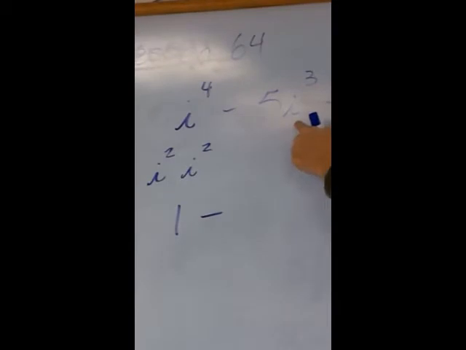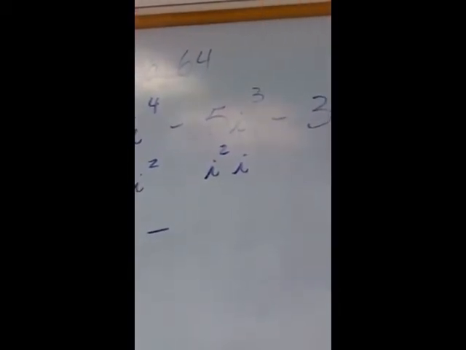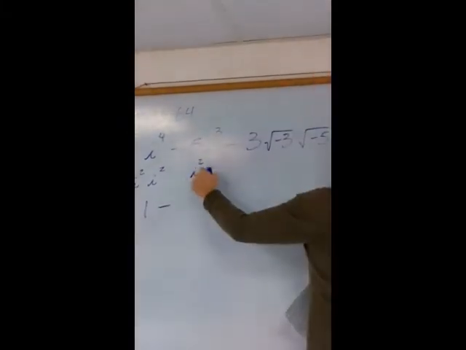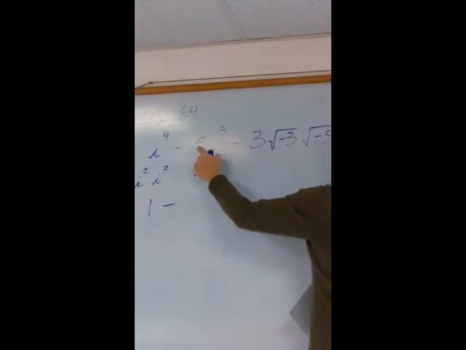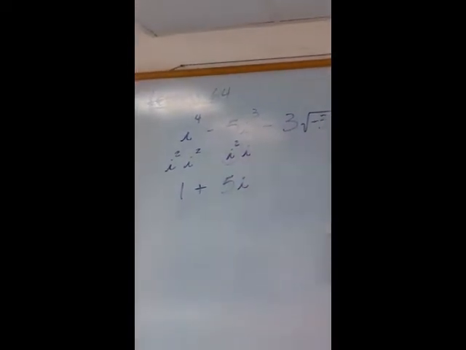And the i cubed would be i squared times i. And so, remember, for each i squared, we have a negative 1, so that would be negative 1 times negative 5. So that makes that positive 5, and we still have the i.